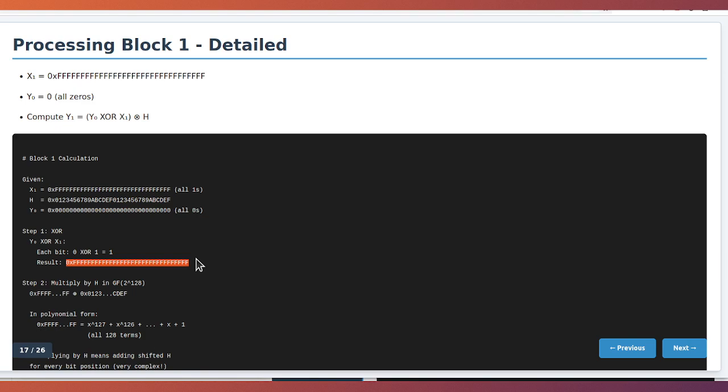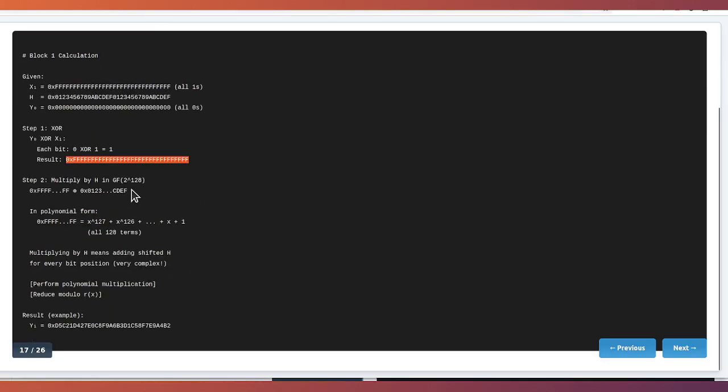Step 2. Multiply by h. We need to compute the hexadecimal value beginning with 0xFF and ending with FF, multiplied by the hexadecimal value beginning with 0x01 and ending with DEF, in GF of 2 to the 128th power. This is a complex operation. In polynomial terms, the hexadecimal value beginning with 0xFF and ending with FF represents the polynomial with all 128 terms: x to the 127, plus x to the 126, plus ... plus x plus 1.